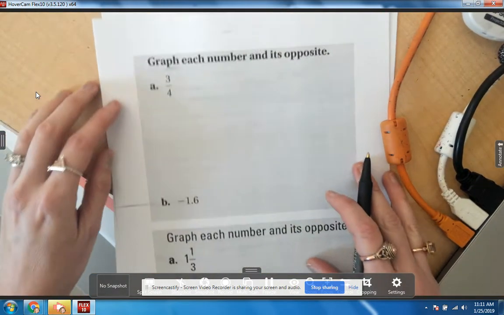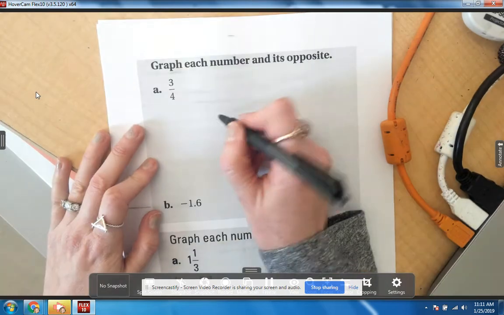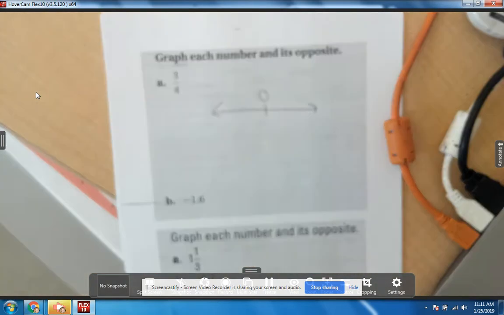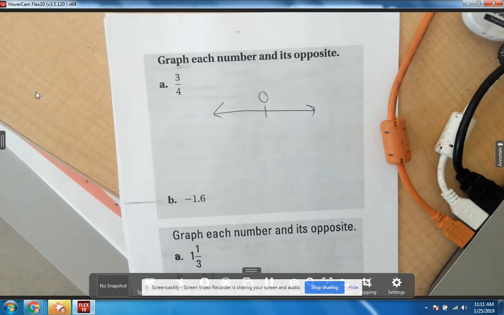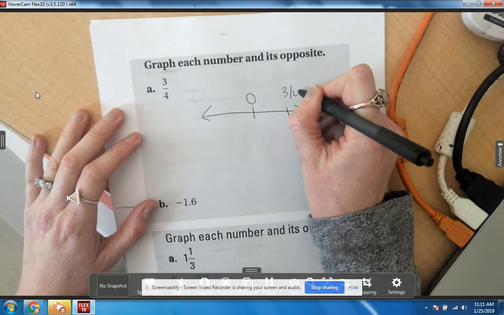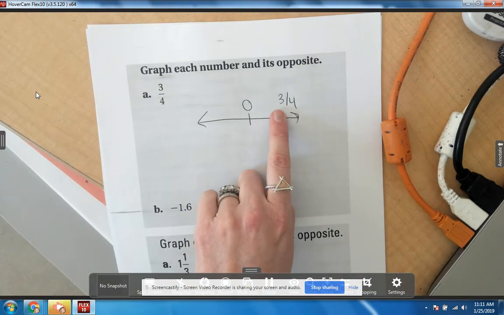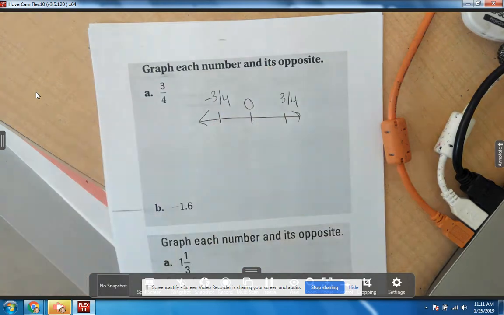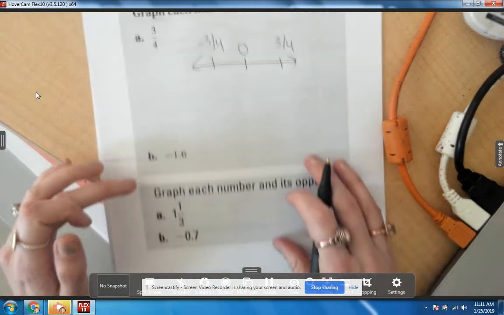Okay, so let's try some examples. You guys can flip over your notes and do these. Graph each number and its opposite. From other lessons, you know 0 is the number that separates the positives from the negatives, so that's always in the middle. 3/4 is a positive number, so it's going to go to the right of 0. The opposite of positive 3/4 is negative 3/4. So just put it on the opposite side of the 0. That's it.